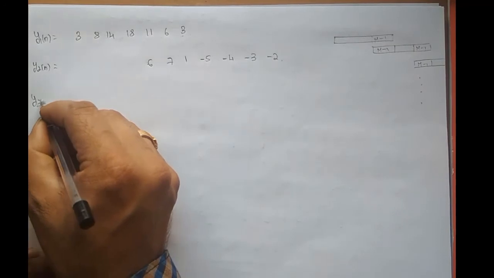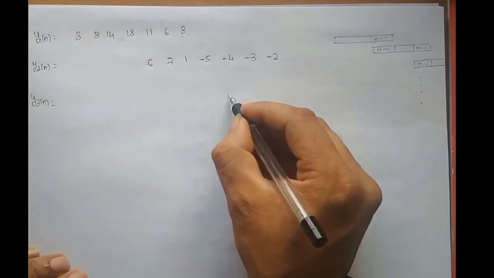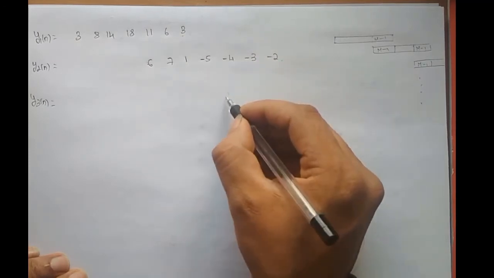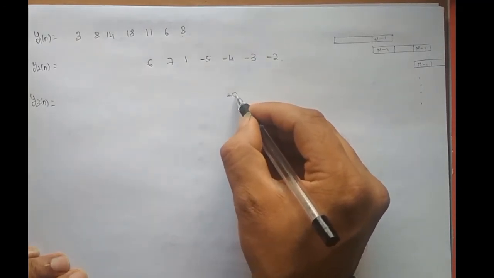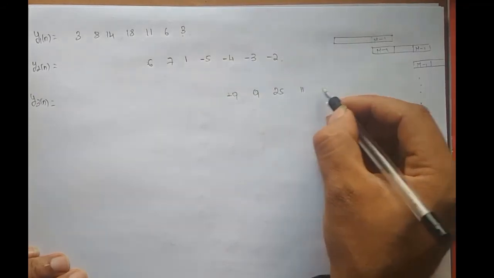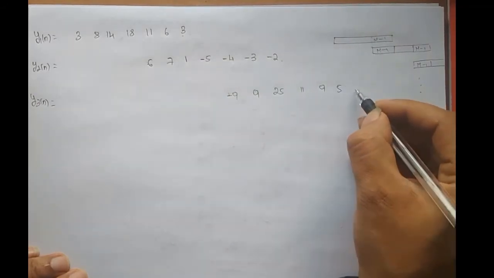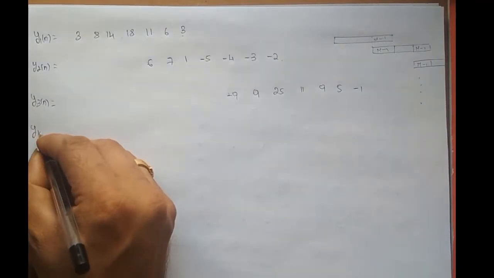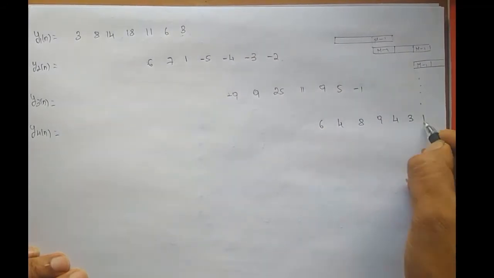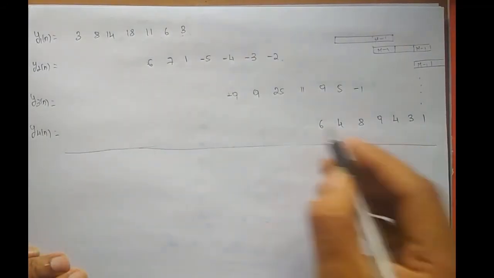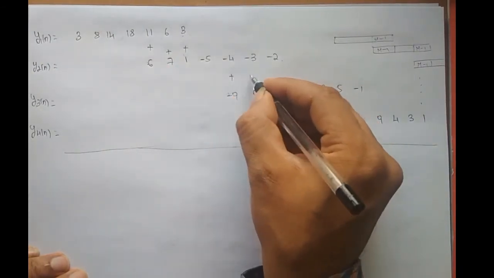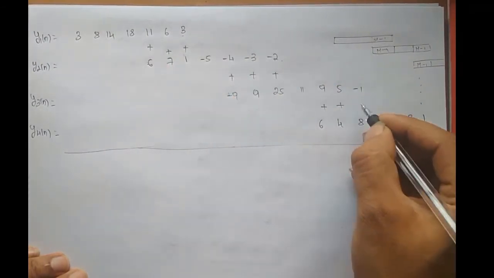So what is y3 of n? Again first 3 samples of y3 of n added with last 3 sample of y2 of n. So I'll write it here. So it is minus 9 9 25 11 9 5 minus 1. So what is y4 of n? Now you keep on adding. These two has to be added, these two has to be added, and so on for each overlapping pair.